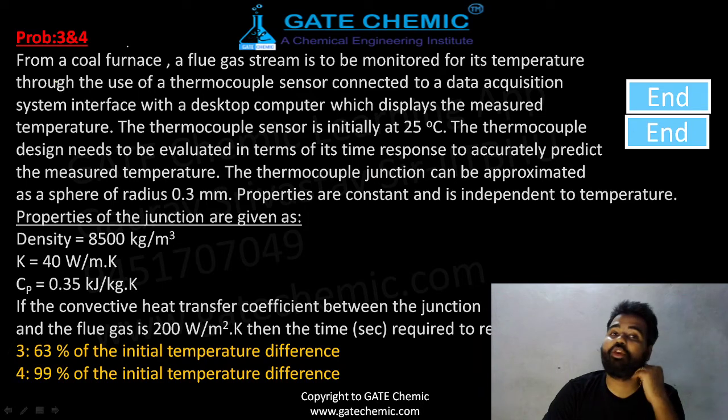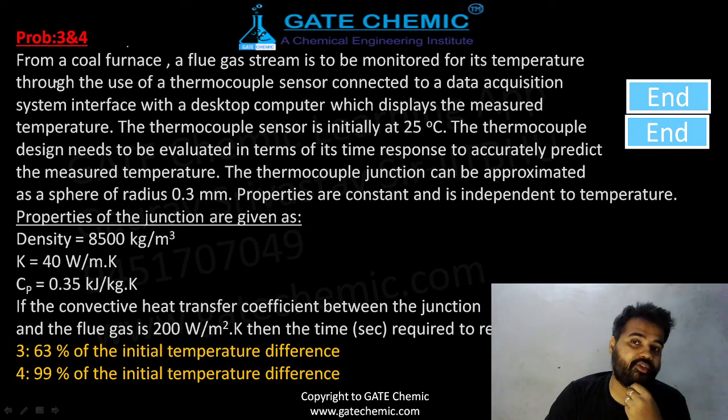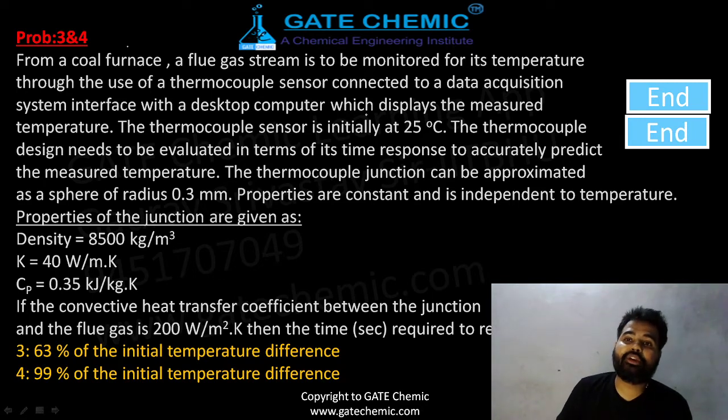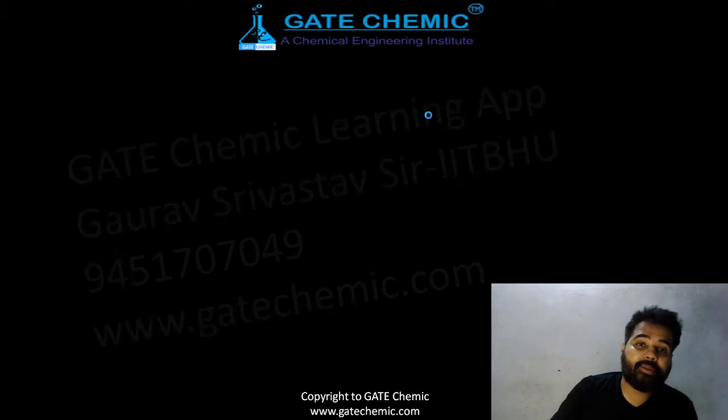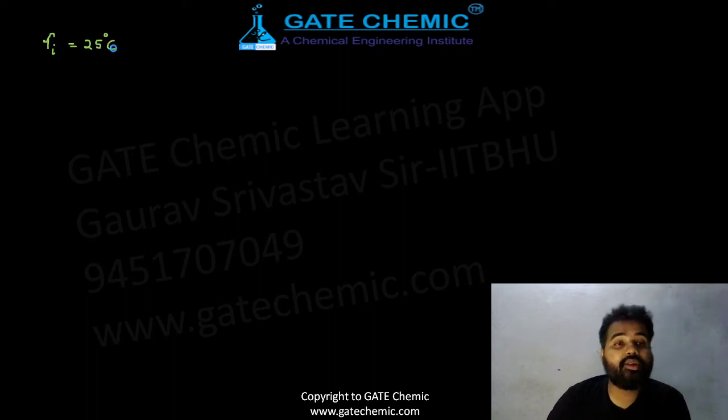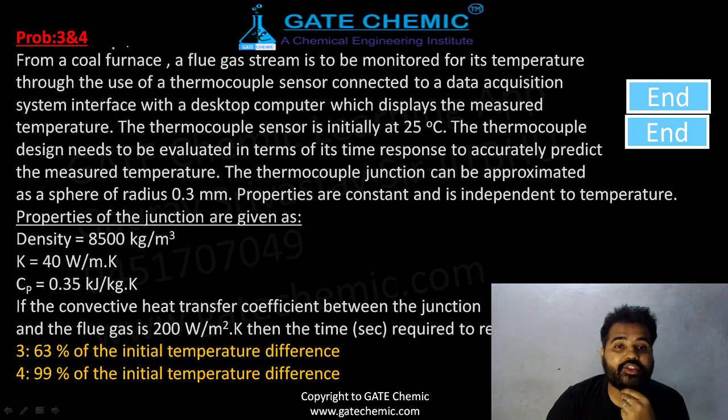First thing, beta, see here: from a coal furnace, a flue gas stream is to be monitored for its temperature. That means you have a coal furnace from where flue gas is going, and its temperature is to be monitored using a thermocouple sensor connected to a data acquisition system interfaced with a desktop computer which displays the measured temperature. Okay, no data in these three lines. The thermocouple sensor is initially at 25 degrees Celsius. So here it is given that the initial temperature of our thermocouple is 25 degrees Celsius.